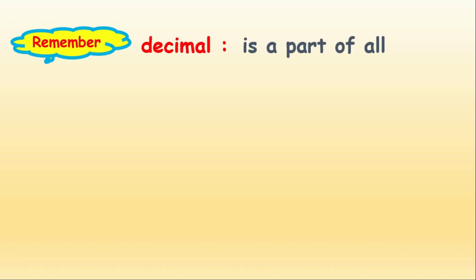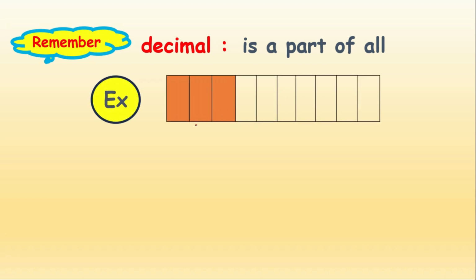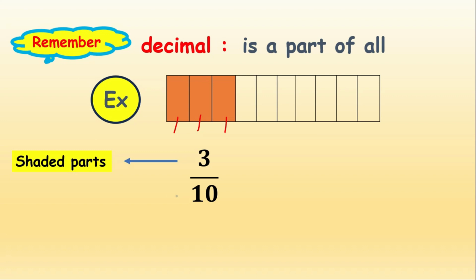So now let's remember the meaning of decimal. Decimal is a part of a whole. Can you remember? Like a fraction. Here we have a rectangle composed of 10 parts. Count with me. 1, 2, 3, 4, 5, 6, 7, 8, 9, 10. Total 10 parts. And 3 out of them are shaded. 1, 2, 3. So we can represent it in fraction form as 3 over 10. That means 3 refers to shaded parts and 10 refers to total parts.